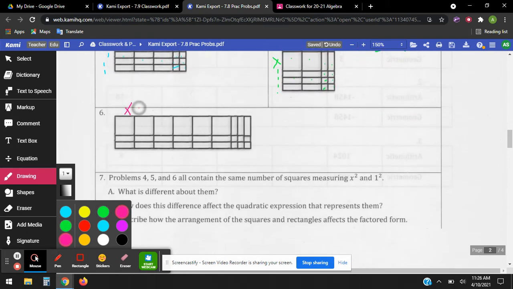Now my next one. I have 1, 2, 3, 4, 5, 6 x's plus 3 and x plus 2.